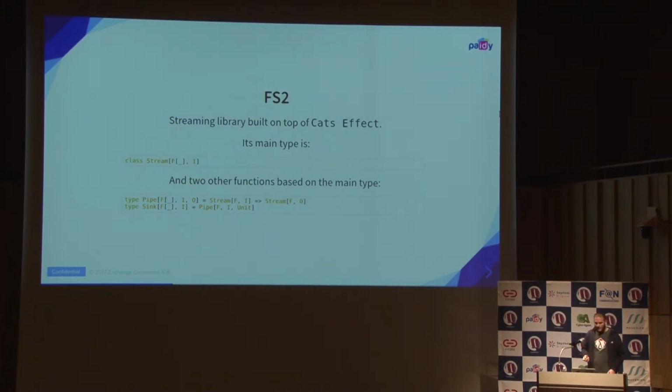And there are two other types defined in terms of this main data type Stream. They are just function transformations, as you can see. A Pipe is just a function transformation from a stream of I to a stream of O, which stands for input and output, right? And a Sink is exactly the same, but where the output is always Unit. So it exists only to represent the intention of performing side effects in a streaming context.